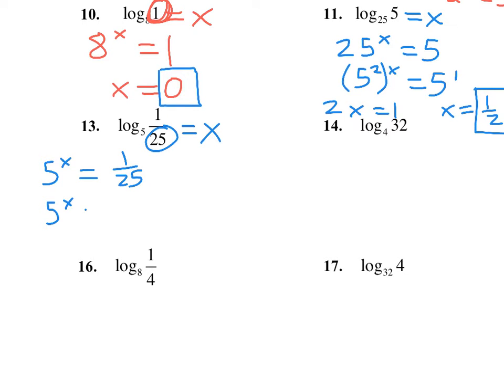5 to the x. Again, we know that 5 squared is 25. So if I want the 25 on the bottom, it's 5 to the -2. Get rid of the bases. X equals -2. But there was no x in the problem. So -2 is our answer.